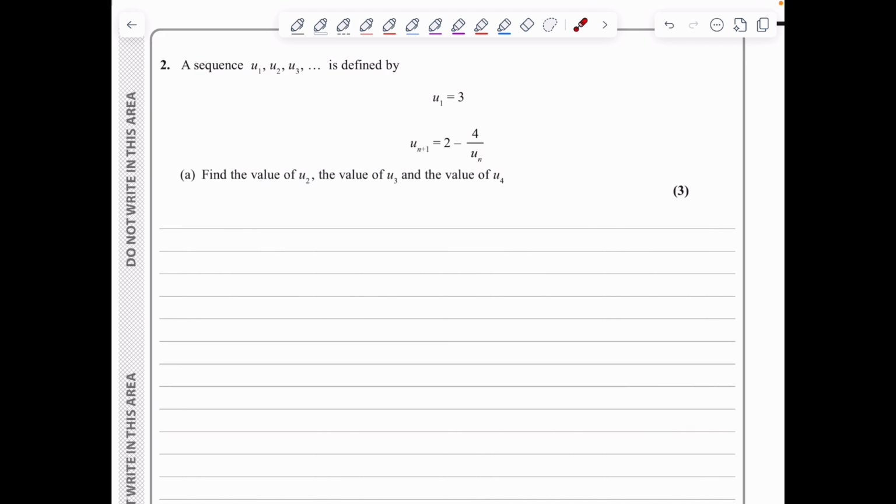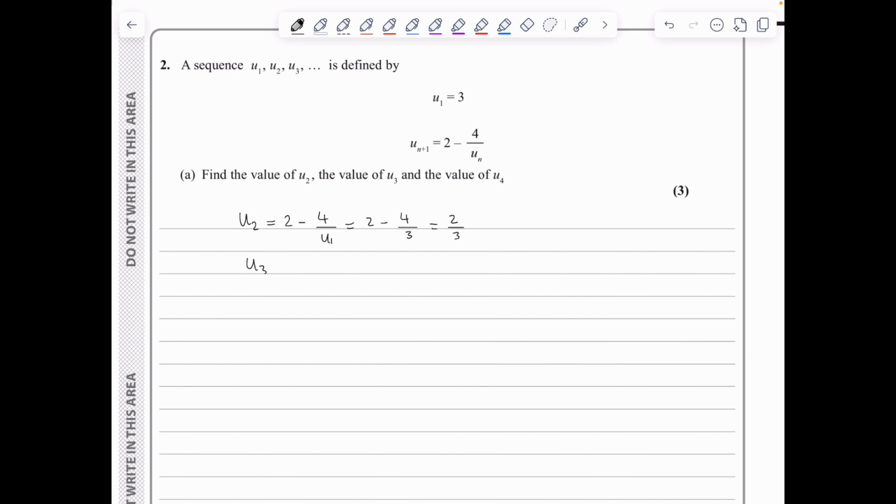In question 2, we've got a sequence defined here recursively with u1 being 3 and the next term being 2 minus 4 over the previous term, and we need to determine the values of u2, u3, and u4. Well, using the recurrence formula here, u2 will be 2 minus 4 over u1, which is going to be 2 minus 4 over 3, which gives an answer of 2 over 3.